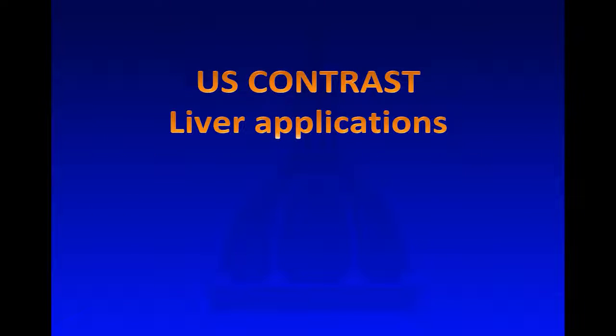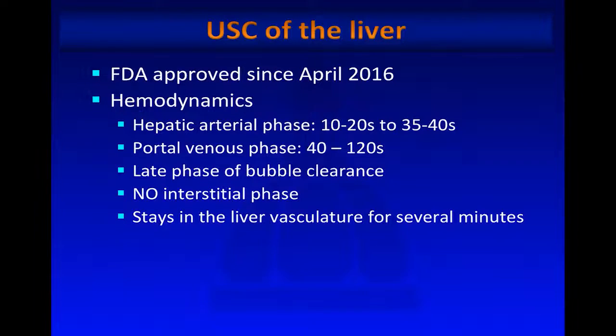So let's look at some liver applications. We all know the hemodynamics of the liver. With ultrasound contrast, you have a hepatic arterial phase that starts at about 10 to 20 seconds and lasts to about 35 to 40 seconds. You have a portal venous phase from 40 to 120 seconds. And then remember, we don't have an interstitial phase, so we call this the late phase of bubble clearance. And we know that the contrast bubbles stay in the liver vasculature for several minutes.